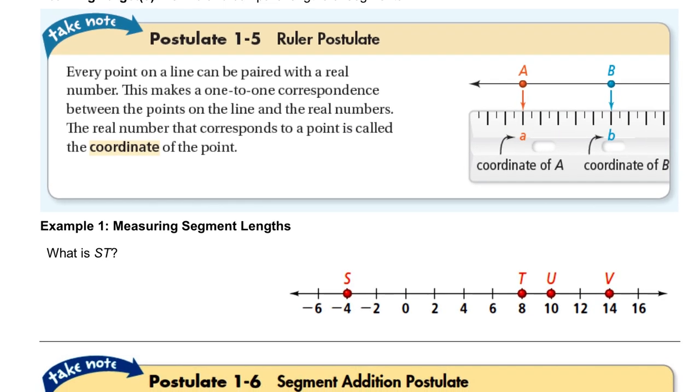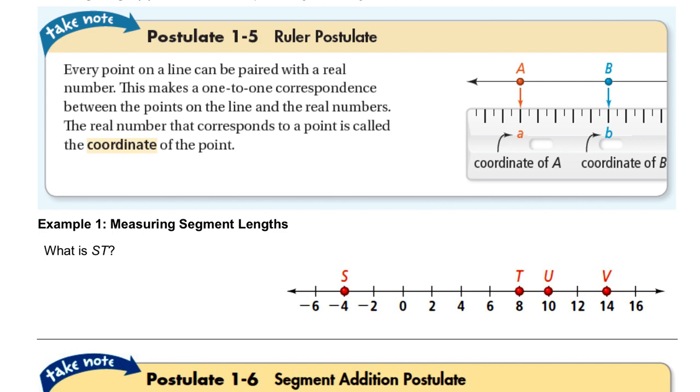So I'm going to start off with a postulate, and this postulate is called the ruler postulate, and it states that every point on a line can be paired with a real number. That makes a one-to-one correspondence between the points on the line and the real numbers. The real number that corresponds to a point is called the coordinate of the point.